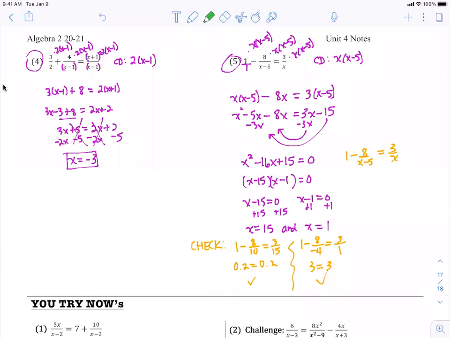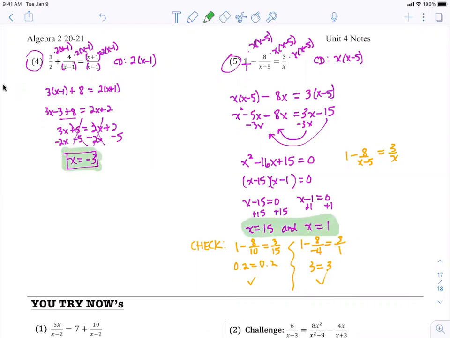All right, final answers are up. For question number 4, you should have got x equals negative 3 as your final answer. And for number 5, you should have gotten x equals 15 and x equals 1 as your final answer.